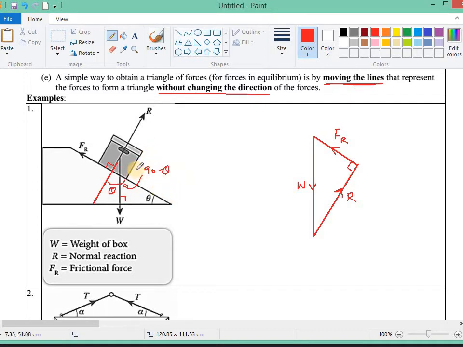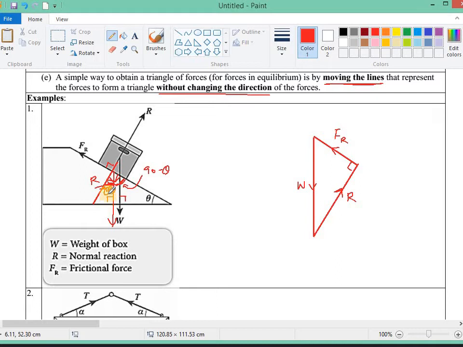This is 90 minus theta. Okay, so the weight is here going downwards. This is weight, this is R, the normal reaction. So if this side is 90 minus theta, and this is 90, and this is 90 also, see this one here is 90. So that means this angle is 90 minus theta. So that means you get theta. So this angle is theta.